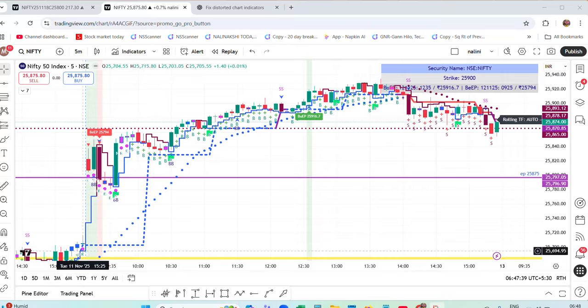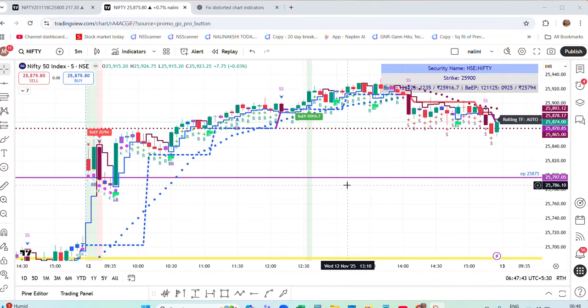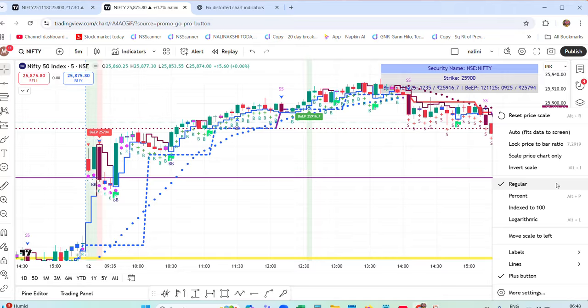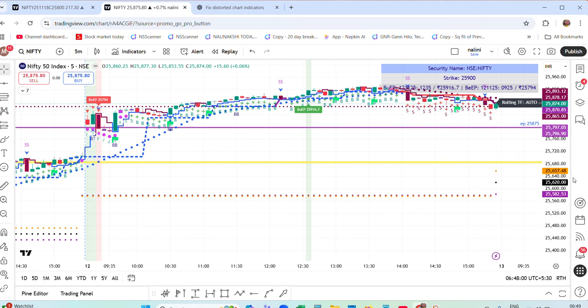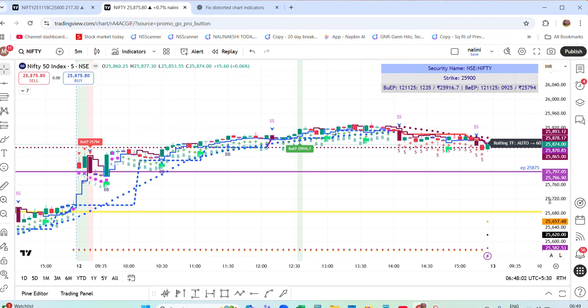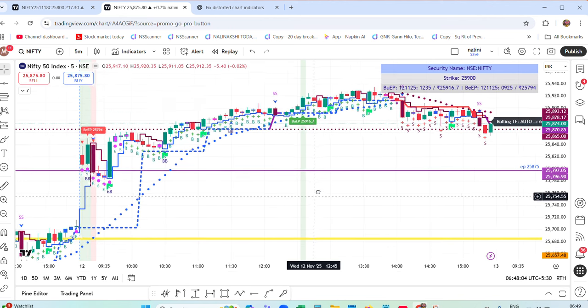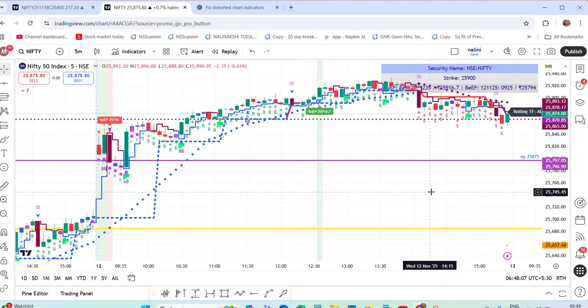As soon as you apply the chart, if you are getting any distortion on the chart, then go to the price scale, right click, and make it reset price scale. If I do that, it will reset. And then just adjust the things like this.